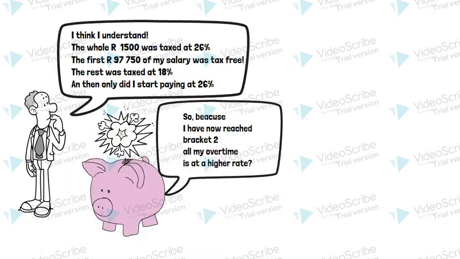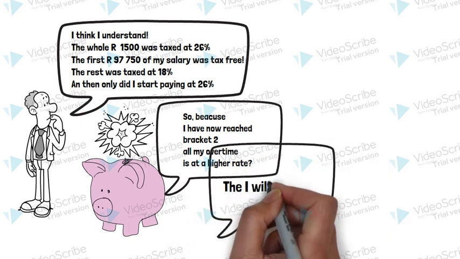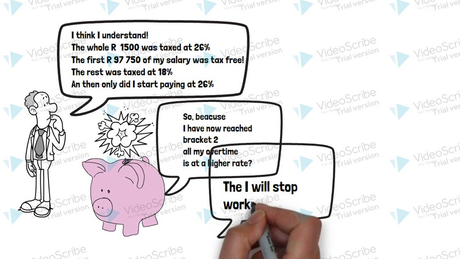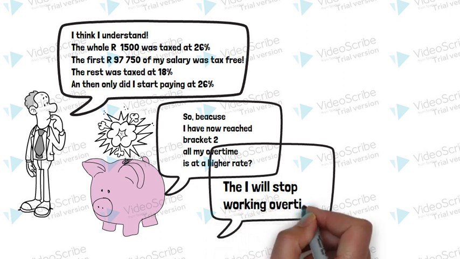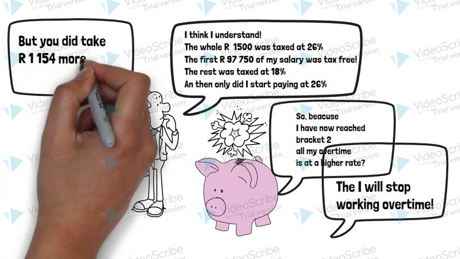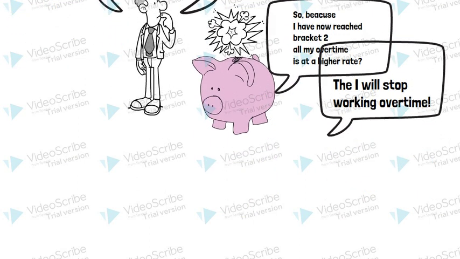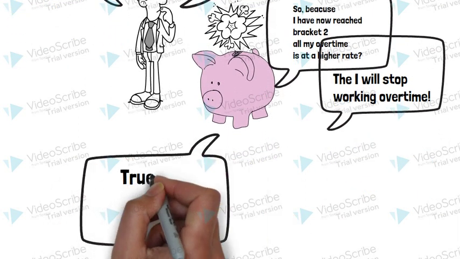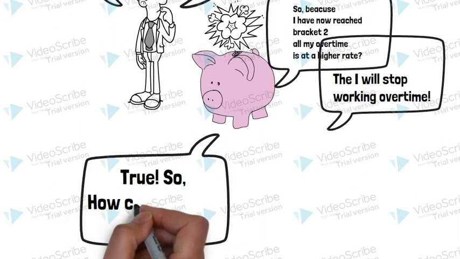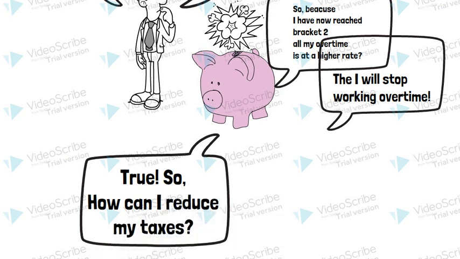Bacon is not happy at all, to say the least. This might make him feel that he doesn't want to work overtime anymore. Bacon, remember you took home R1,154 more in April than in March? Didn't you need that extra money? Perhaps you should do some tax planning and see if there isn't a way you can reduce your tax burden.